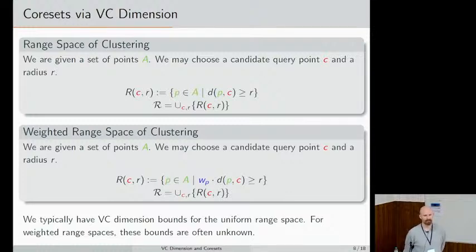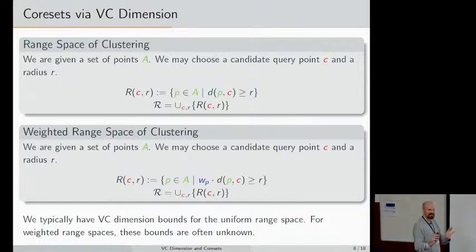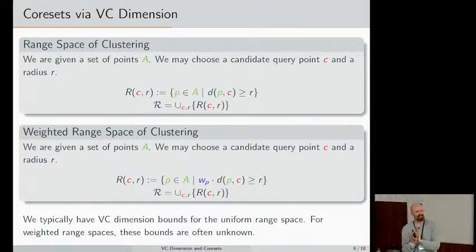Yes? Why can't I just take R divided by WP as the radius and then I have the same range space? Because that depends on P. All R. No, it depends on P. The weight depends on P. If I could do that, yes, I agree, but this is essentially what a uniform thing is doing, right?